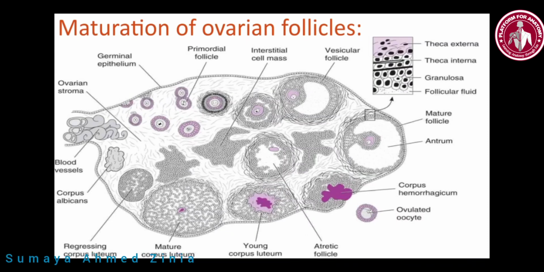Rest of the follicles undergo atresia and are converted into interstitial cells. A mature ovarian follicle is known as the Graafian follicle. The phenomenon of rupture is known as ovulation. Of the 40,000 follicles remaining at puberty, only about 400 undergo ovulation during reproductive years.